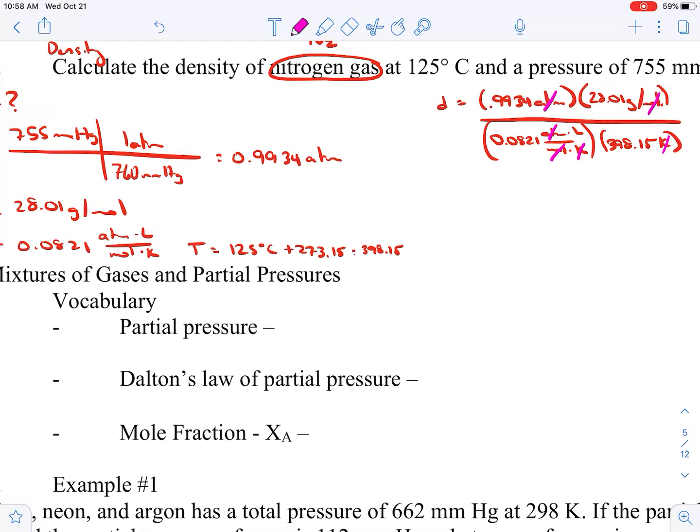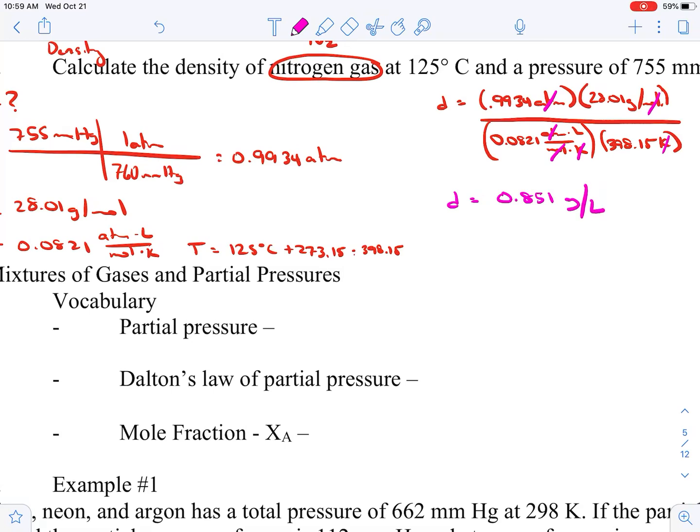So we're going to take 0.9934 times 28.01, and then we're going to divide by 0.0821 and divide by 398.15, and we should come up with 0.851. That is what I got on my calculator, grams per liter.